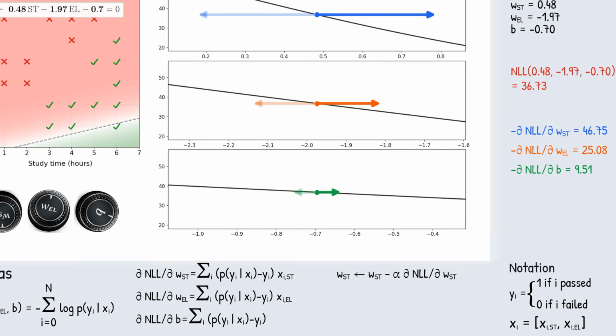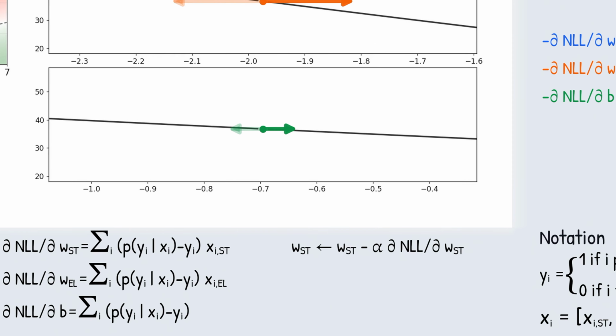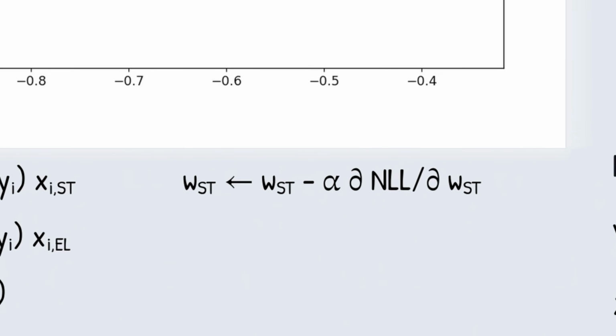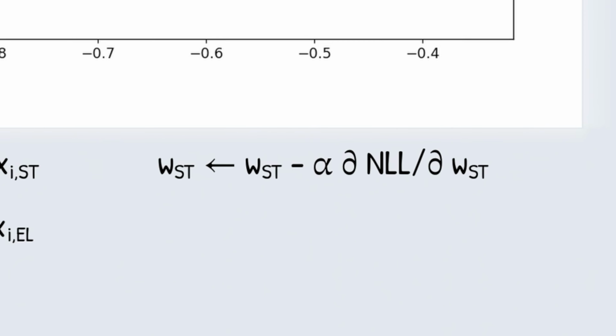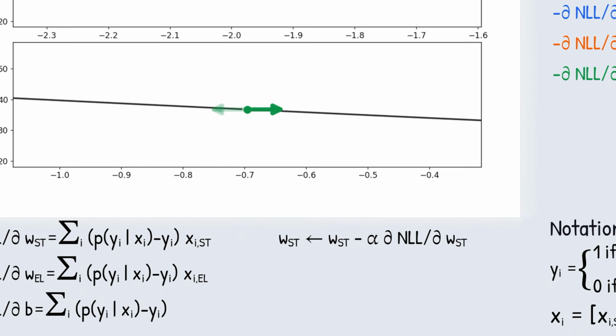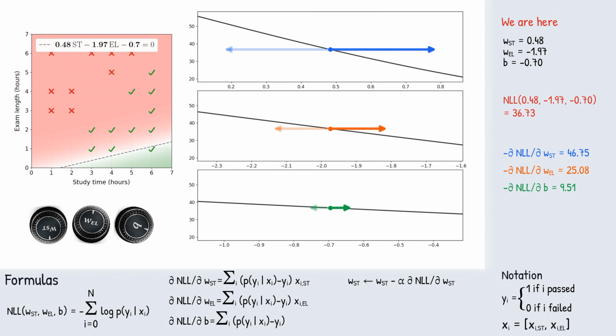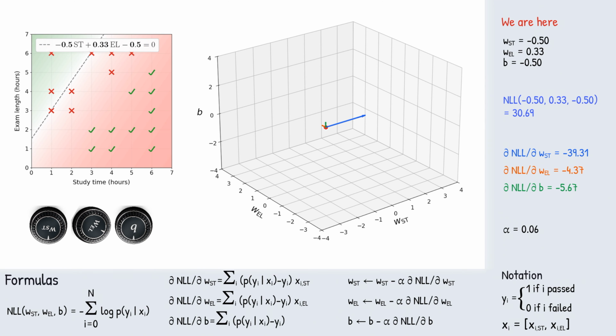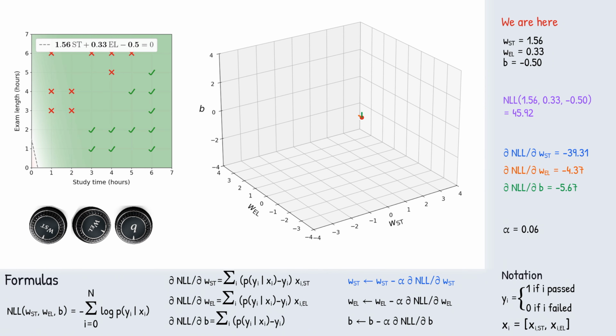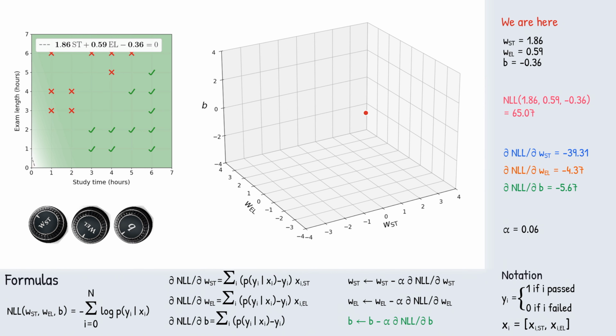Concretely, each parameter will be updated by taking a step alpha in the direction opposite to the derivative. But recall, we want the step size to change with the steepness of the terrain. So we multiply alpha by the negative of the derivative so that larger opportunities for improvement naturally produce larger updates. Step by step, we update W_ST, then W_EL, then B, and repeat.